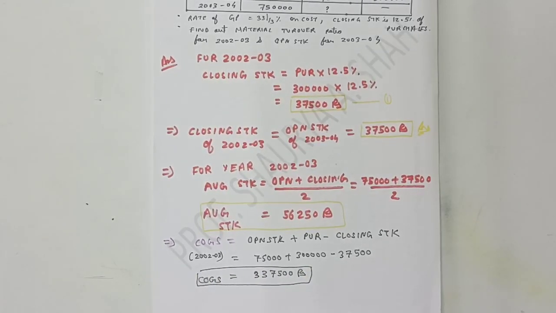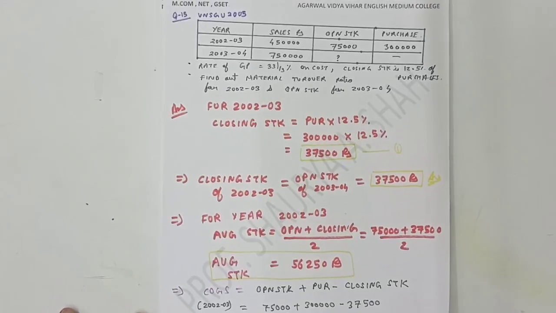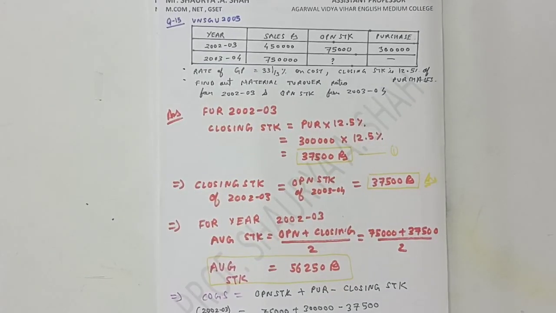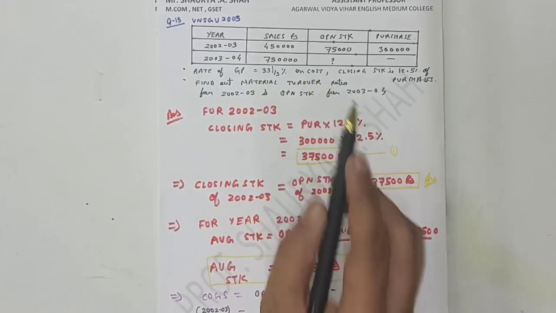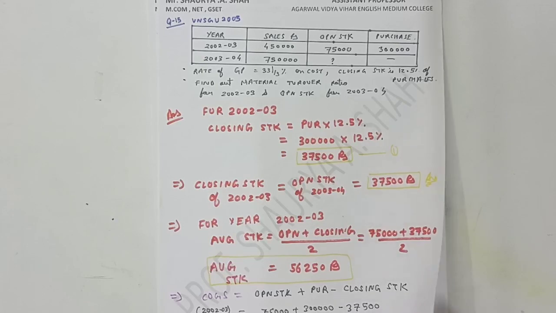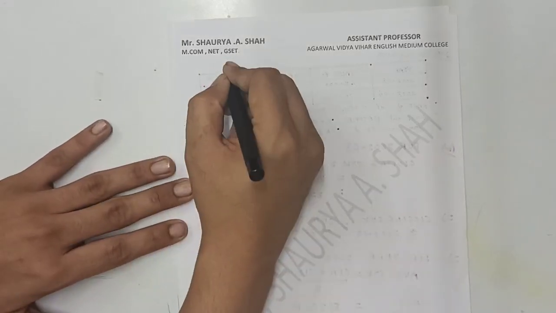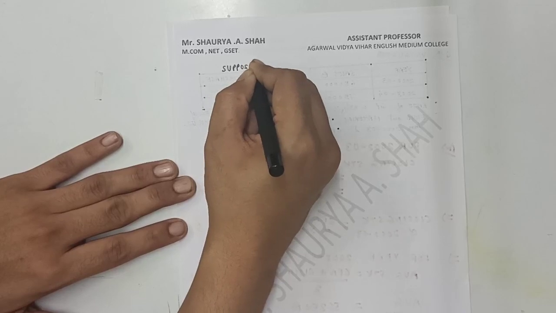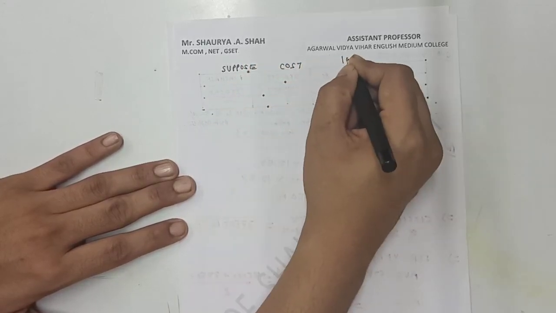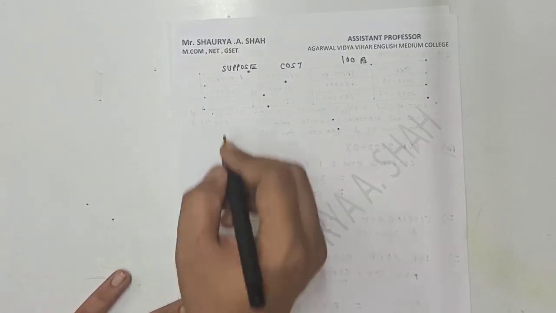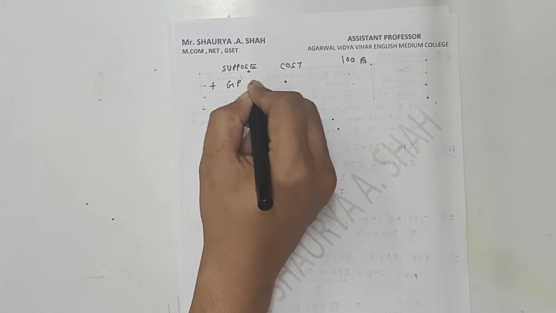So this is one of the points. Now I'll explain another point also. It is up to you what type of calculation you are expert in. If you are taking this information as the base, what is the rate of GP? It is 33 1/3% on cost. So why is it given in the question, students? To find out cost of goods sold again. Suppose I assume that my cost is 100 rupees. My cost is 100 rupees, right? So what is given in the question? They have given gross profit is 33 1/3% on cost, right?